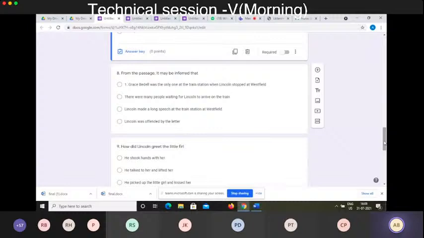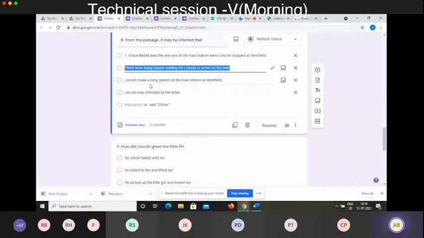Number three. Think over. Lincoln made a long speech at the train station. There were many people waiting for Lincoln. Just imagine the speech that he made. How long was it? Ma'am, B. Yes, many people. B, yes. Grace was not the only person. There were many people, but his speech was only 2-3 lines long. So there were many people, yes, waiting for Lincoln.